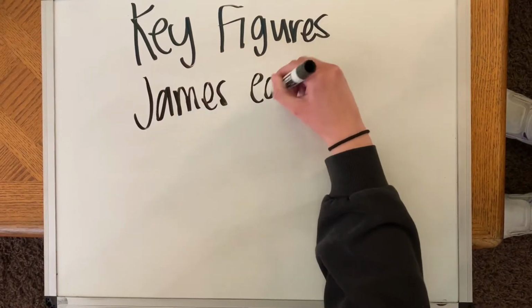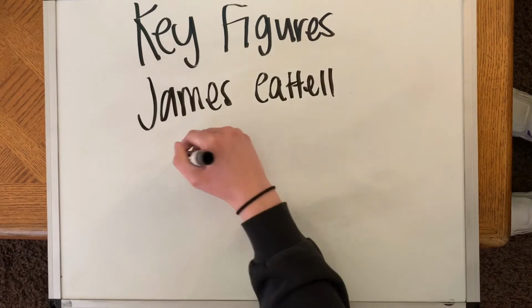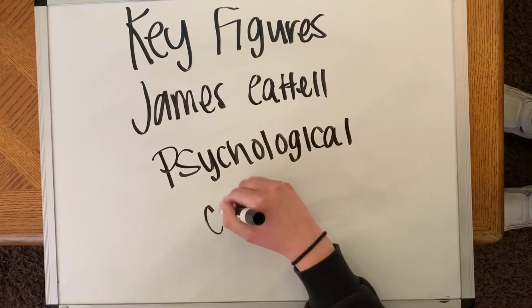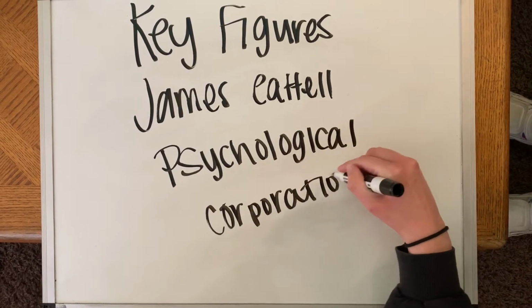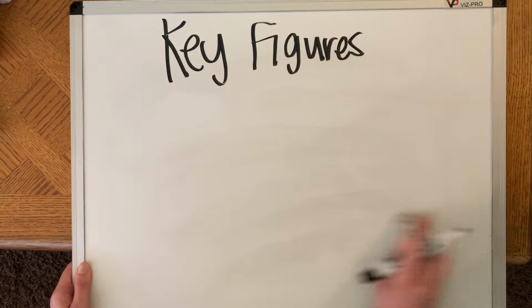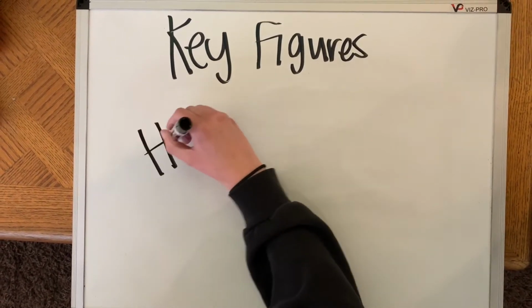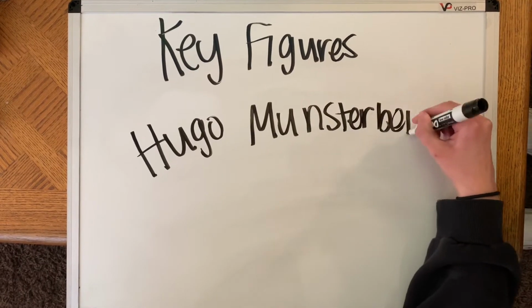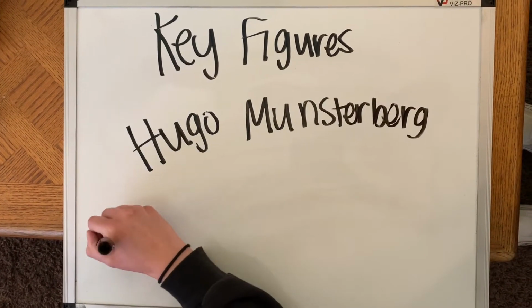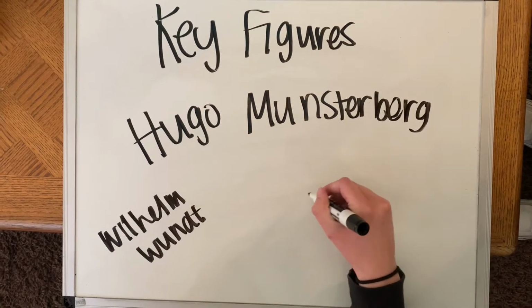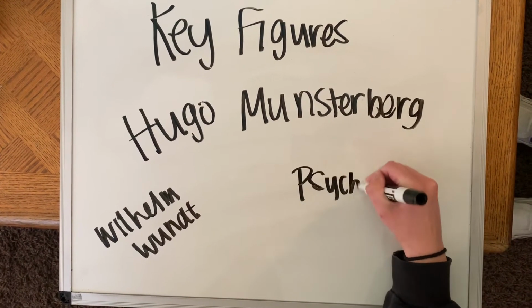The first key figure we're going to talk about is James Cattell. He was a student of Wilhelm Wundt, and he founded a psychological consulting company which is still in use today, and it's known as the Psychological Corporation. Next, we're going to talk about Hugo Münsterberg. He was also a student of Wilhelm Wundt. He was at the beginning of World War I.